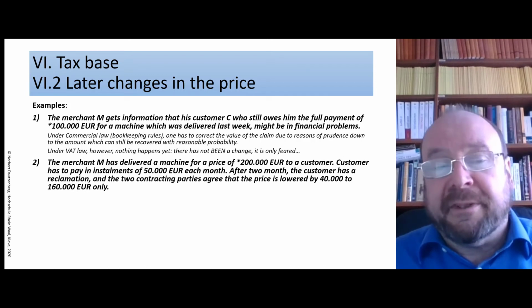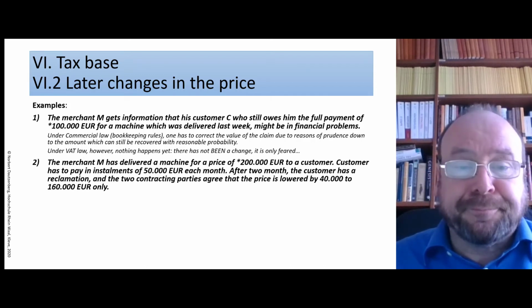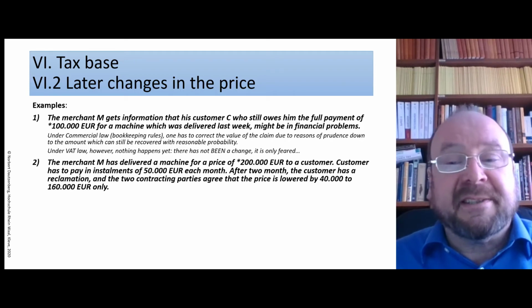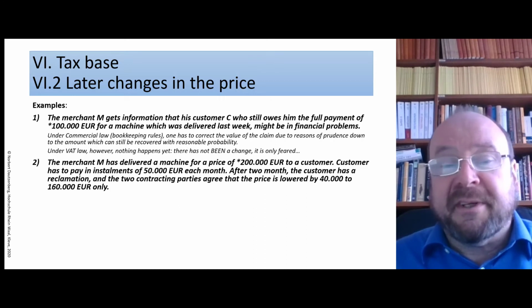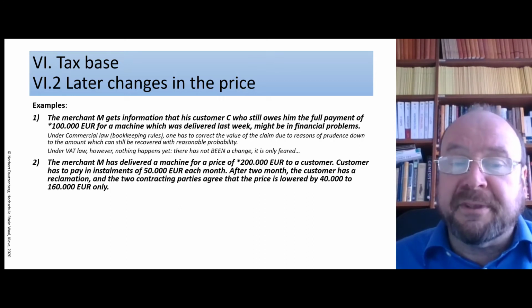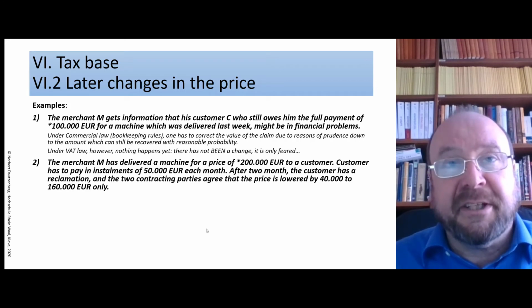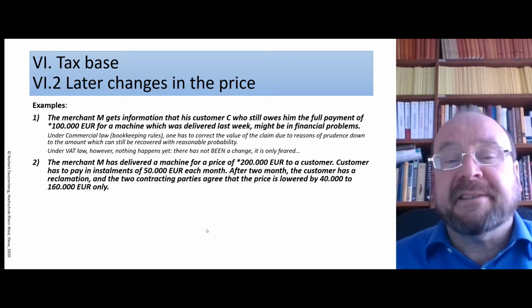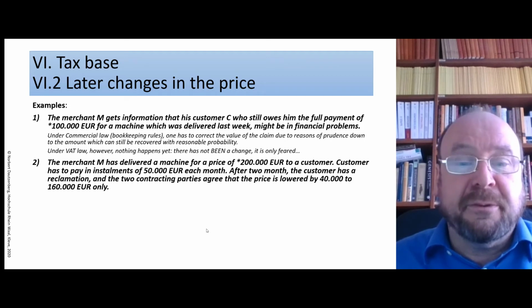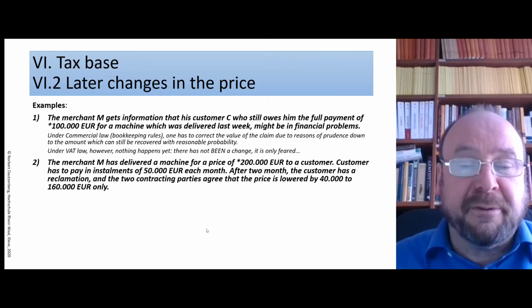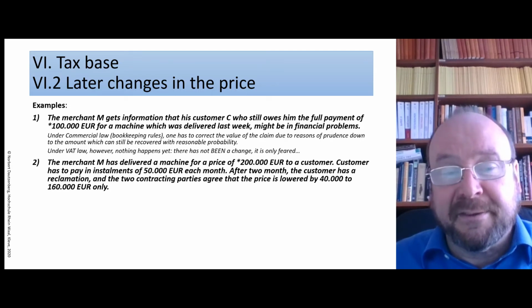Now, another example. Merchant M delivered a machine for a price of 200,000 to a customer some time ago. The customer has to pay installments of 50,000 each month, and after 2 months the customer has a reclamation, comes in, complains, makes a fuss, and the two of you agree on a reduction of the price. The price is lowered by 40,000 to 160,000 only.